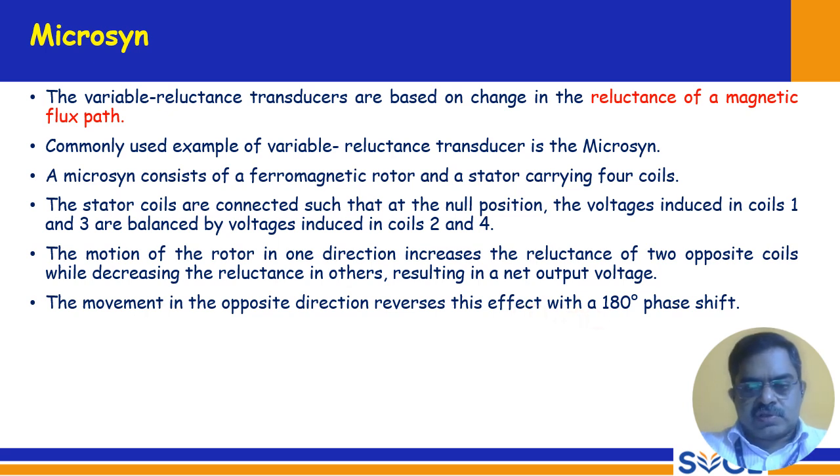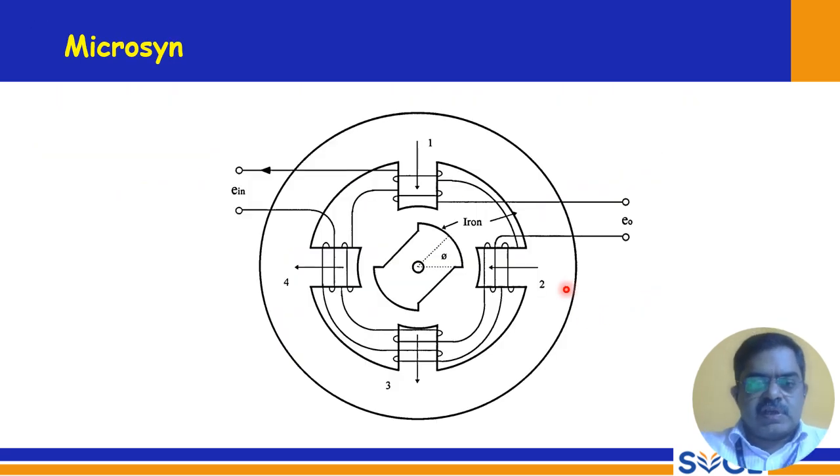The movement in the opposite direction reverses this effect with a 180-degree phase shift. So this is the construction. You can see here this is the rotor iron core, and input is given through 1 and 2, and output is taken from 4 and 1, and the windings here are placed at 90 degrees with each other. This is the simple construction of Microsyn.